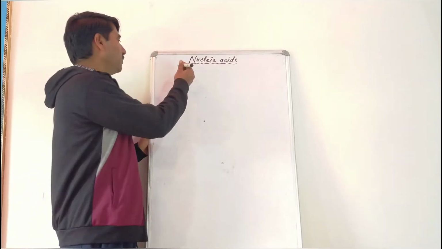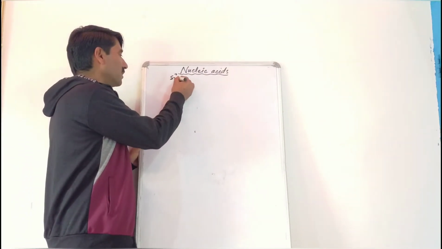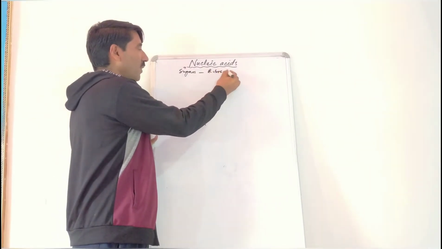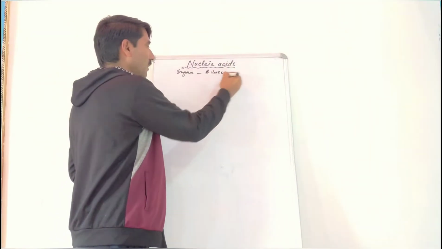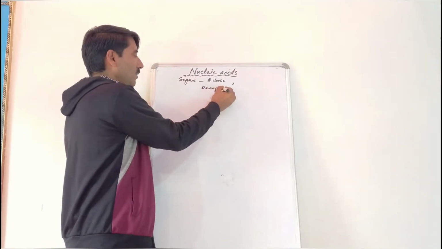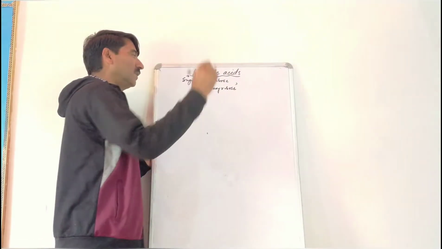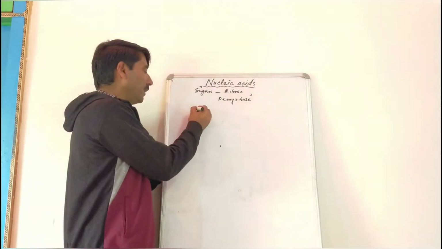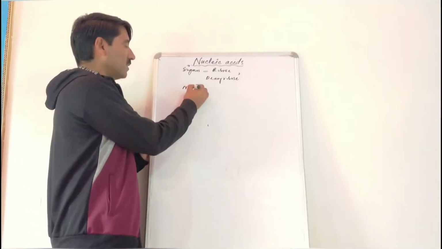Now we know that the sugar present in the nucleic acids could be a ribose in case of RNA, and it could be deoxyribose in DNA. Now we know the difference between ribose and deoxyribose sugars, and we learned about the nitrogenous bases.